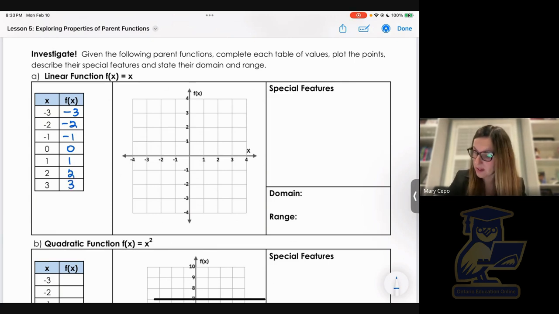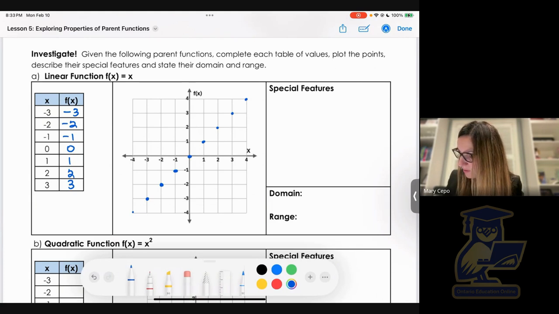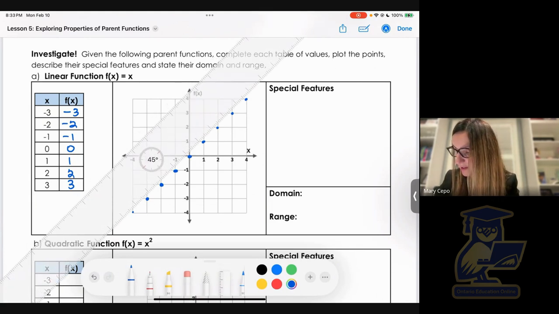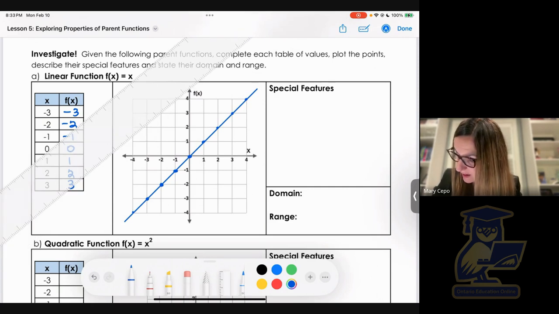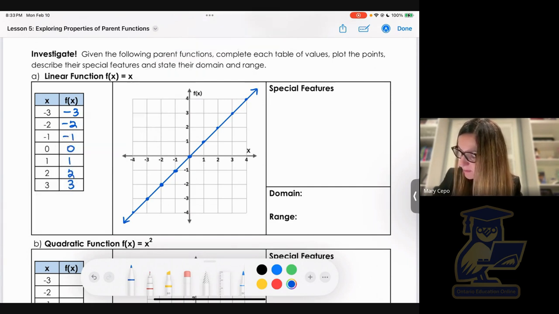Now plotting that, always x first, so x is -3, y is also -3, x is -2, y is -2, 0, 0, 1, 1, 2, 2, 3, 3, 4, 4. Now, taking our ruler, making sure to connect plotting all the points properly, connecting them, arrows on both ends, and don't forget to label. f(x) = x.